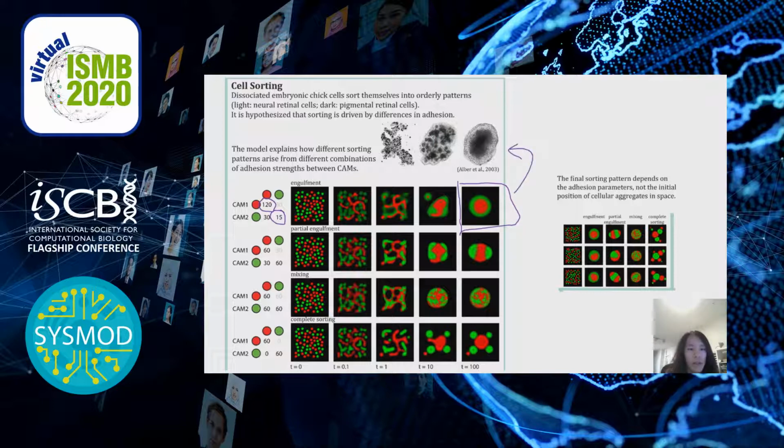It's also necessary to specify an intermediate value for the adhesion between red and green. As we vary these adhesion parameters, we get a variety of different dynamics. And we can demonstrate that these dynamics are a result of the adhesion parameters and not of the initial state.